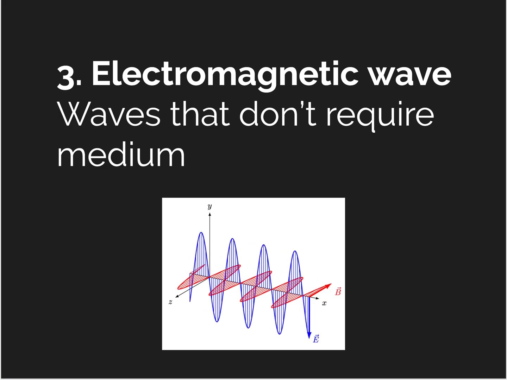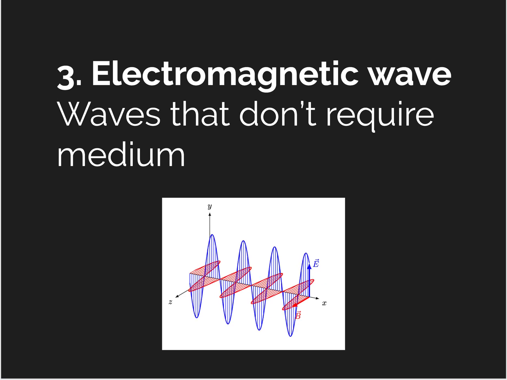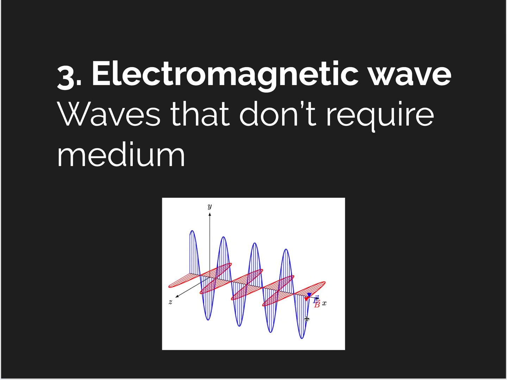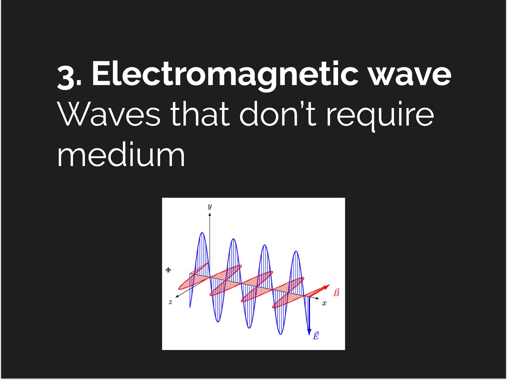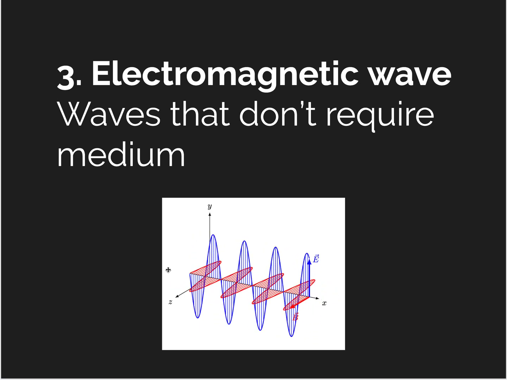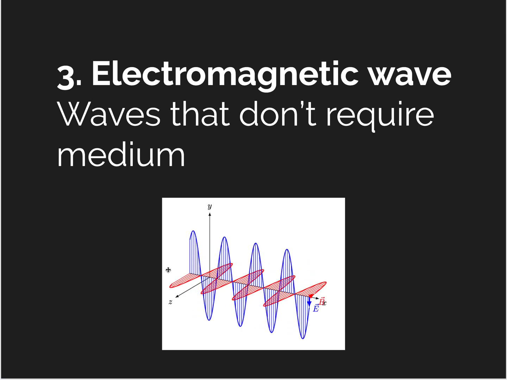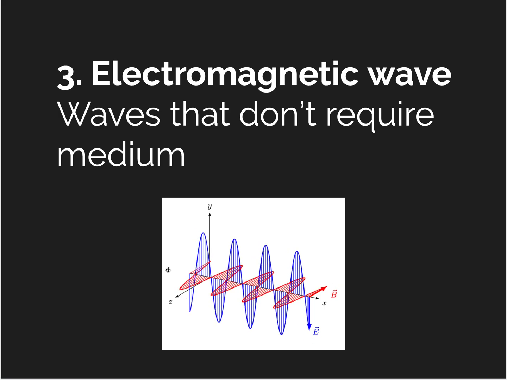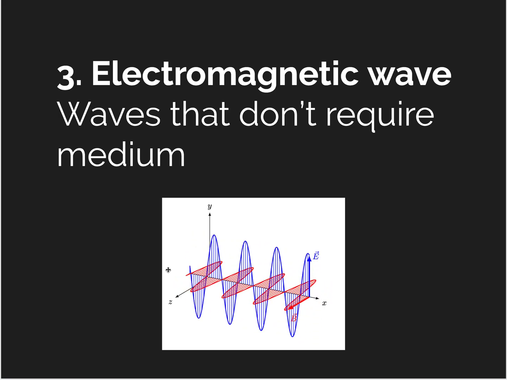Electromagnetic wave. Waves that don't require a medium. An electromagnetic wave has a magnetic part to it and an electric part to it. So that together, electromagnetism has to do with both electricity and magnetism. Electromagnetic. Let's keep that in our brains. So anything that uses electricity, anything that's magnetic, has to do with this force called electromagnetism.